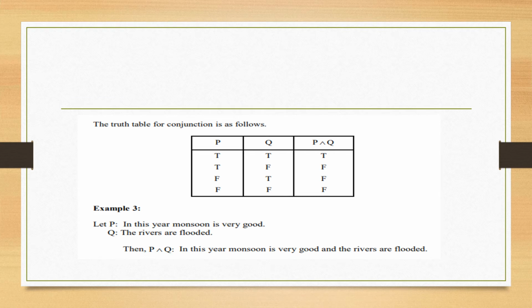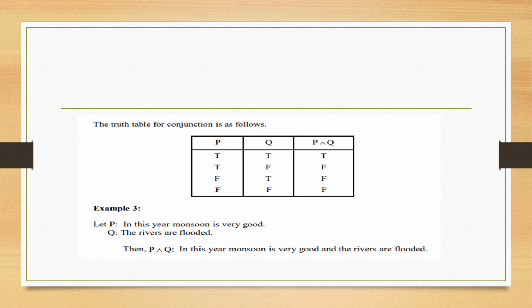Now we explain this conjunction concept in a truth table. Let us write P, Q, then P conjunction Q. P values are true, true, false, false, and Q values are true, false, true, false. In four different ways we are writing true and false. Now P conjunction Q: true conjunction true is true, true conjunction false is false, false conjunction true is false, and false conjunction false is false. So in this way we have to write the truth table.